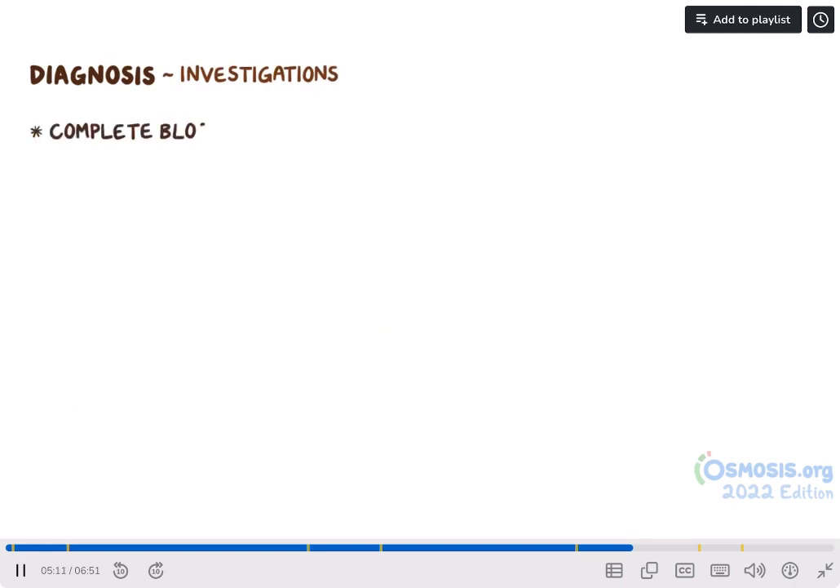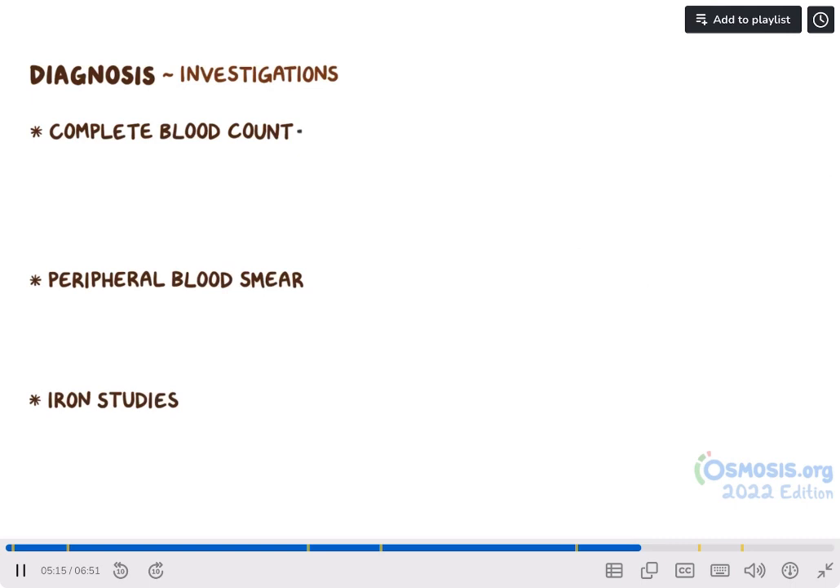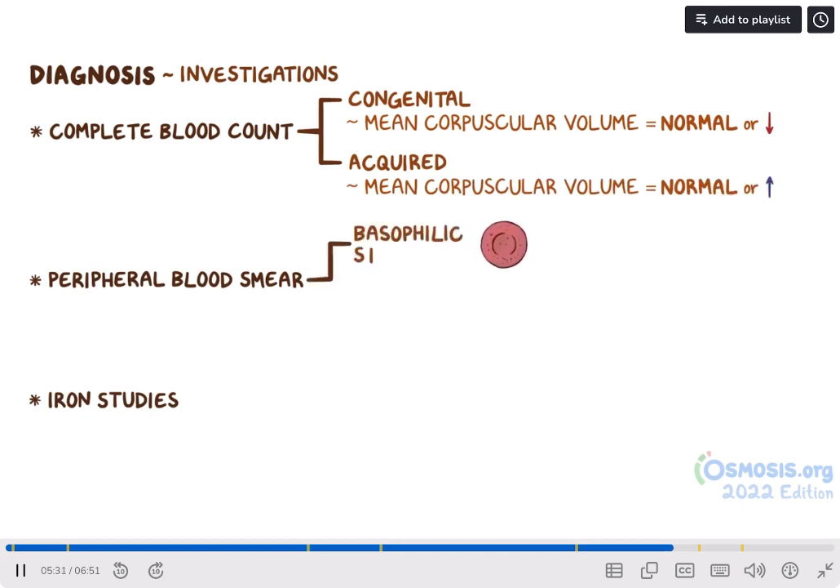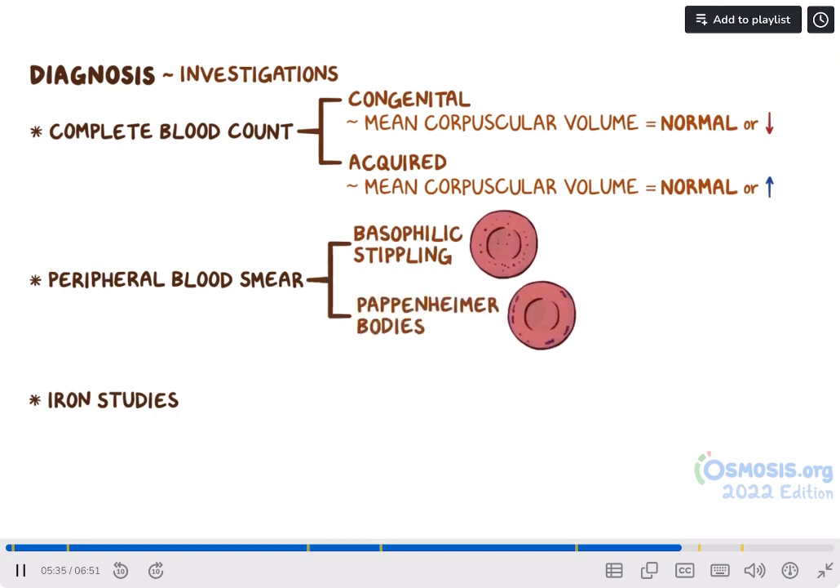Investigations should include a complete blood count, peripheral blood smear, and iron studies. On the full blood count, the mean corpuscular volume, which reflects the size of the red blood cell, is usually normal or low for the congenital causes. For acquired forms, the mean corpuscular volume is normal or high. While in the peripheral blood smear, we would expect to see erythrocytes with basophilic stippling, and Pappenheimer bodies, which are purple staining granules of iron found inside RBCs. Iron studies will show high serum iron, increased ferritin levels, and decreased total iron binding capacity.